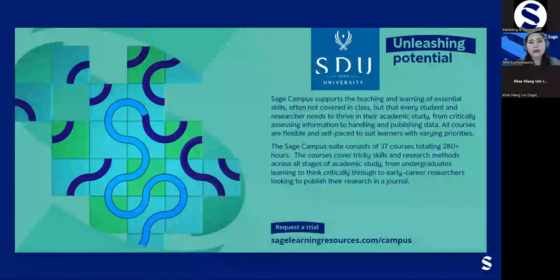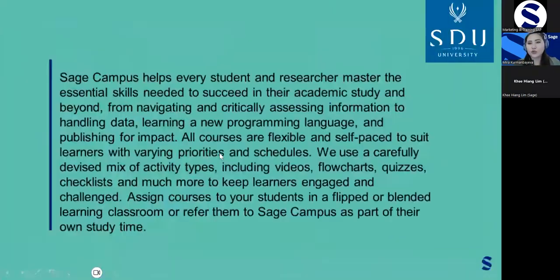Every student researcher needs to thrive in their academic study, from critically assessing information to handling and publishing data. That's why we have created this really flexible, self-paced, and interactive suite that provides all these courses that cover really tricky skills across all stages of your academic study. Whether you are an undergrad, a master's student, or even a PhD, you can always find something that is relevant for you on Sage Campus.